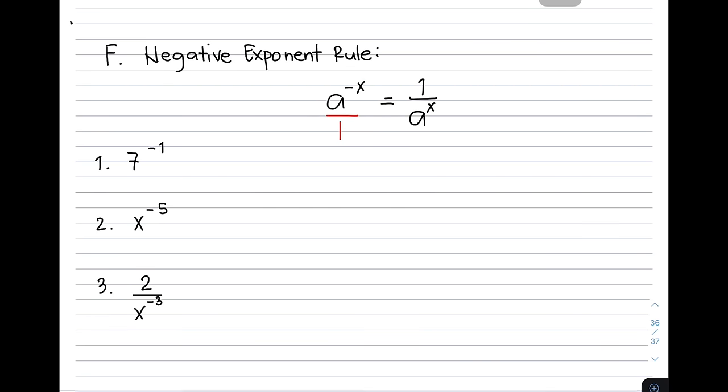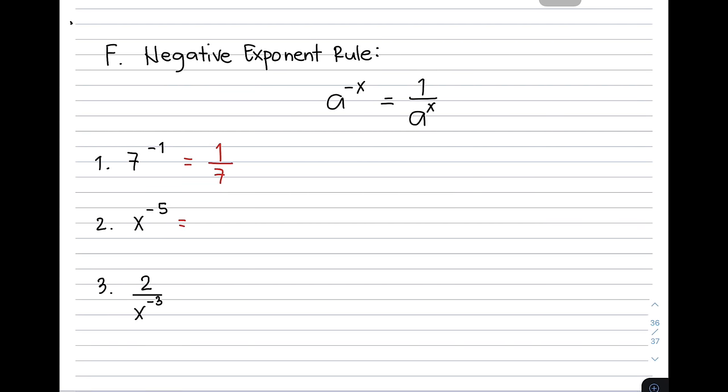So, papakita ko sa inyo yung paano siya gamitin. So, for number 1, we have 7 raised to negative 1. So, paano, ano ba yung equivalent yan? So, ang gagawin mo lang naman, since nasa numerator siya, ang equivalent value niya is 1 over 7 raised to 1. Naging positive na siya kasi napunta siya sa denominator. Or simply, 1 over 7. Ayun yung simplified form nung item number 1. So let's move on with item number 2.